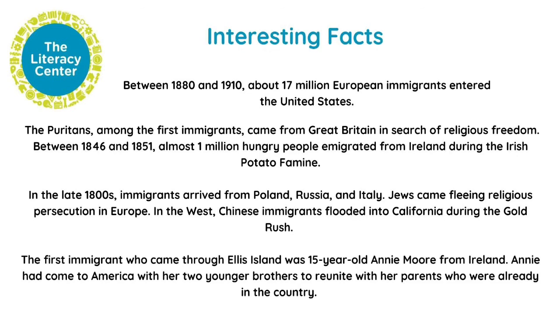The first immigrant who came through Ellis Island was 15-year-old Annie Murray from Ireland. Annie Murray had come to America with her two younger brothers to reunite with her parents who were already in the country. Today, there is a statue of Annie on the island.